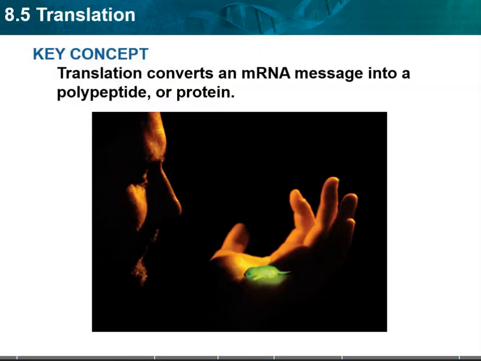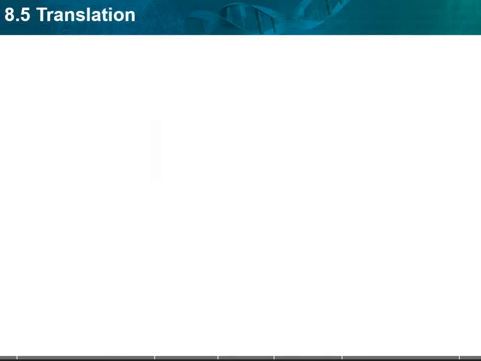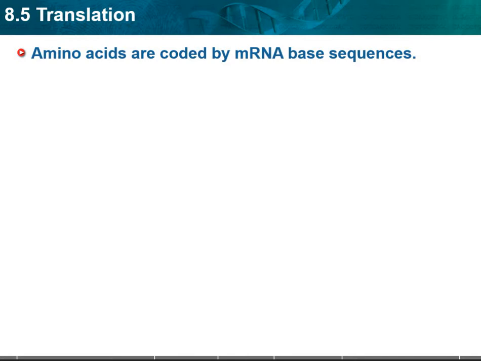In section 5, we are talking about how messenger RNA goes into becoming a protein. So in this section, we're going to be talking about what each one of the RNAs does in making a protein. Translation can also be referred to as protein synthesis because it's going to be making a protein. Translation converts the mRNA message into polypeptides.